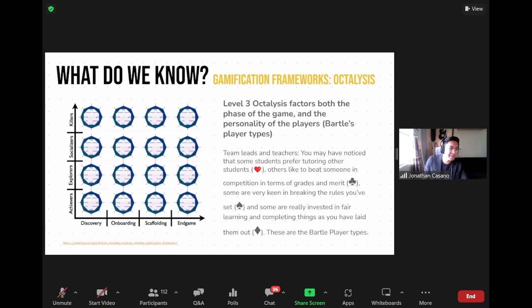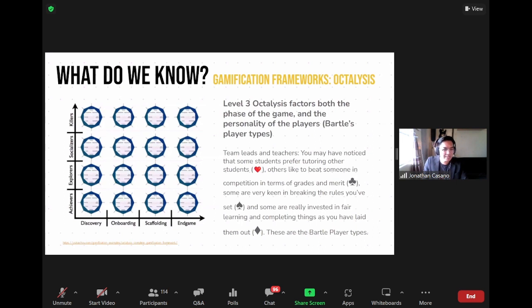These are the Bartle player types. So yung link nga dito, the link that I've placed here below should take you to the Bartle Player Types questionnaire. You can make your students answer the questionnaire para alam nyo kung anong klaseng player type sila, and then you can design, perhaps adapt your gamification system to the different player types you have in your class.